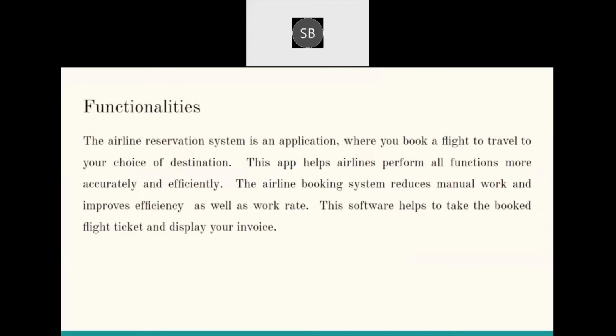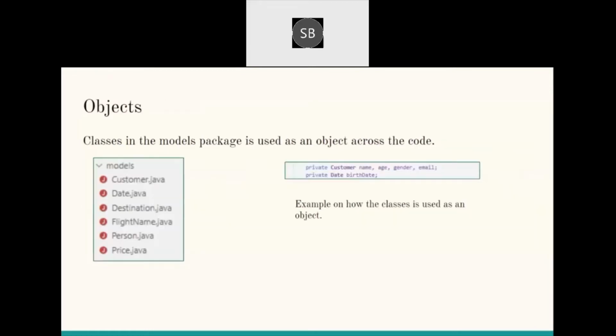It reduces manual work and improves efficiency. And the application also helps to take bookings, to book the flight ticket, and it will display your invoice later on. The objects in the project are the classes in the models package. As you can see right here, we have 6 classes. Each is used as an object across the code. For example, the classes are used as an object of name, age, gender, email, and also birth date in another part of the code.